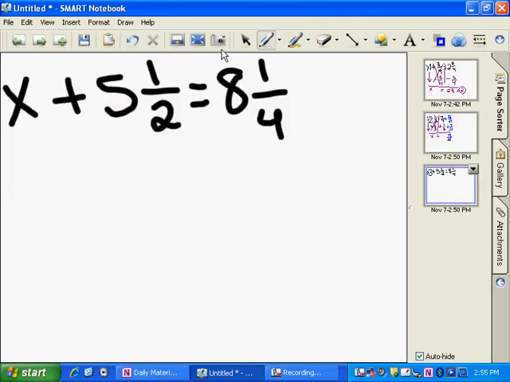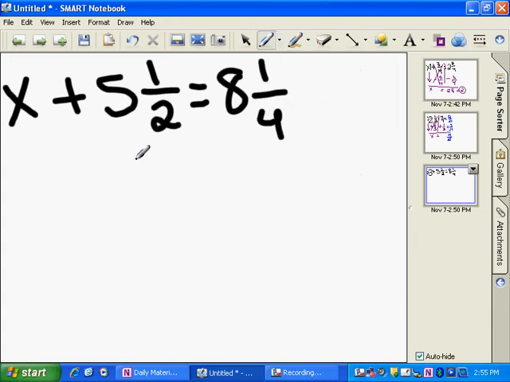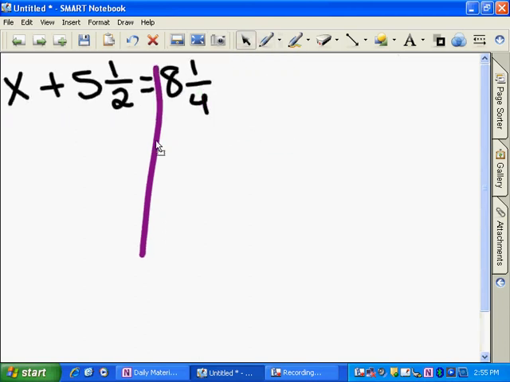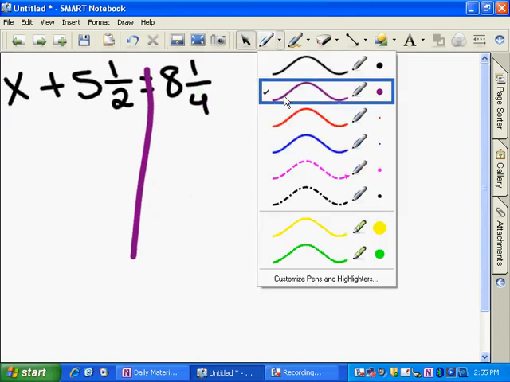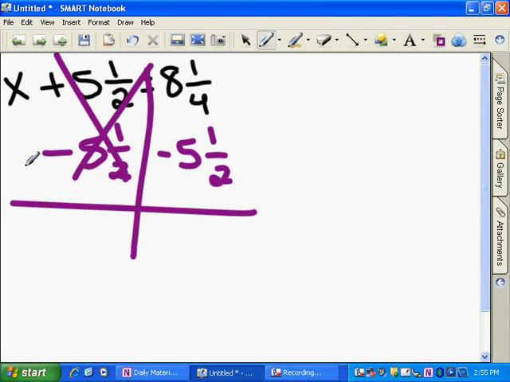All right, let's do one more. If I have x plus 5 1/2 is equal to 8 1/4, I am going to subtract 5 1/2 from both sides. This cancels out. I am left with x is equal to 8 1/4 minus 5 1/2. So a common denominator here would be 4.